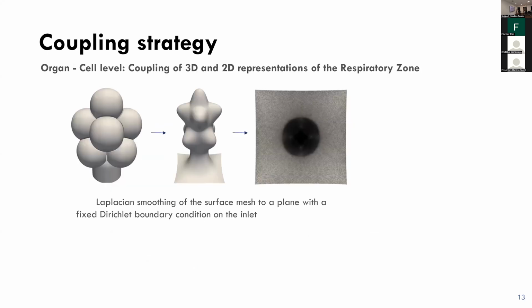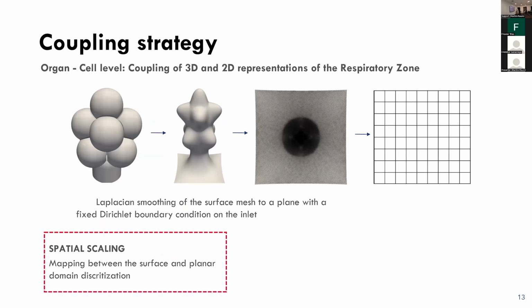But the other important remark, which will be fixed in the future, is that this is a first strategy that we had to address. As I told you, the alveolar sac is a three-dimensional geometry that needs to be projected onto a two-dimensional plane that represents the geometry for the cell simulations.